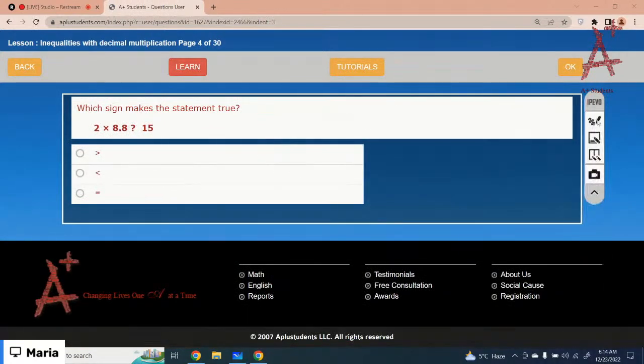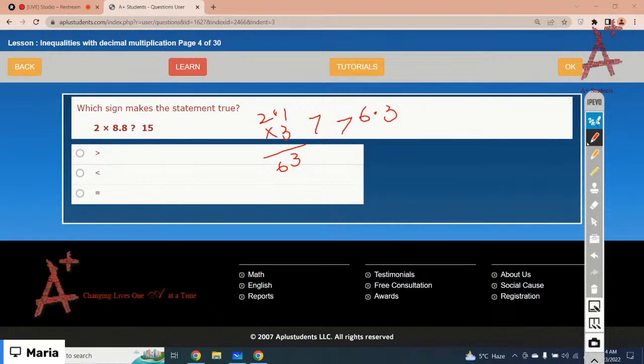Okay, the next one is you have to do 2 times 8.8 and compare it to 15. Just do 8.8 times 2. 2 times 8 is 16, write 6 and carry 1. 2 times 8 is 16 and 1 is 17. So you have just one decimal place, so it is 17.6. So you have to compare 17.6 and 15. Got it? So 17.6 is greater than 15 or less than 15?